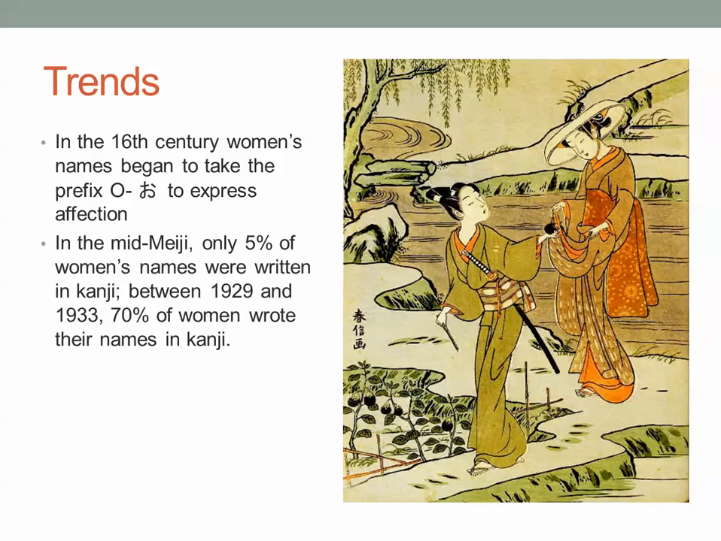And then in the mid-Meiji, we see another trend. Only 5% of women's names were written in kanji. Between 1929 and 1933, however, 70% of women wrote their names in kanji. And today, as I was saying, more women will write their names in kanji and fewer in kana, but it is not tremendously unusual for parents to give their baby girl a name that is only written in kana, for which there is no kanji.